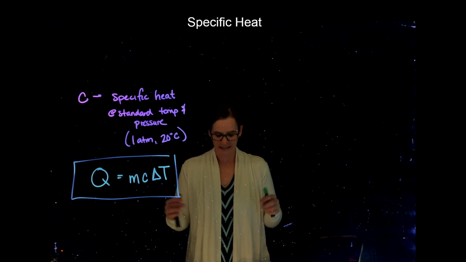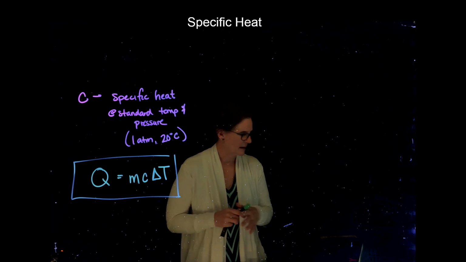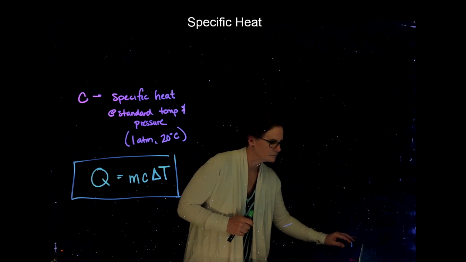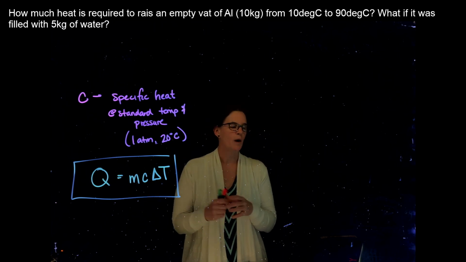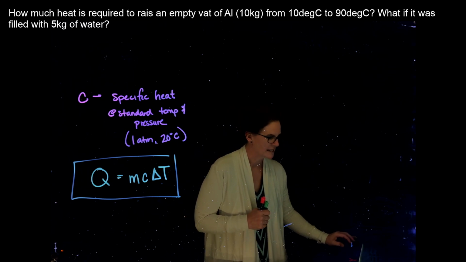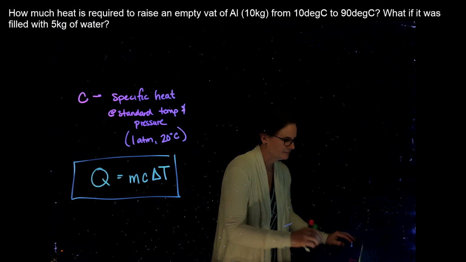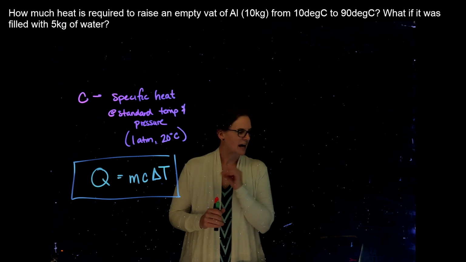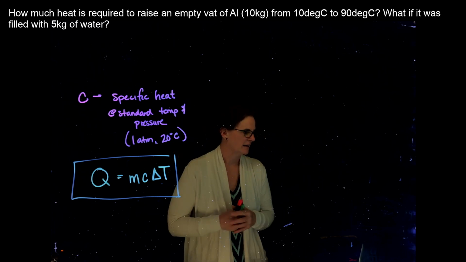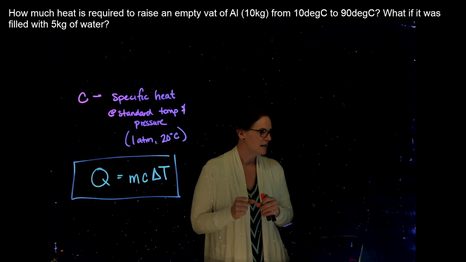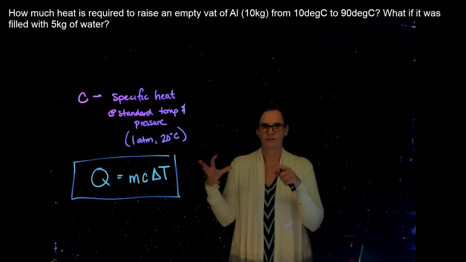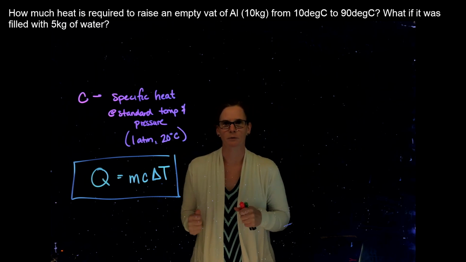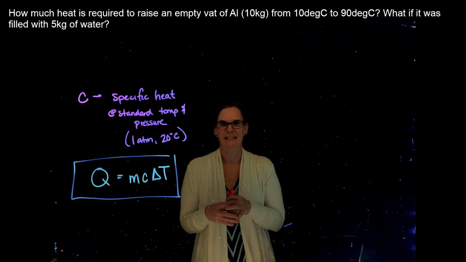All right, so let's just do an example to use that. Let me pull the example up. We want to know how much heat is required to, that should say raise. Let's just fix that while I'm here. Forgot an E. An empty vat of aluminum, so imagine like a pot, a vat of aluminum, and that aluminum weighs 10 kilograms, from 10 degrees Celsius to 90 degrees Celsius. And then what if it was filled with water? That vat was filled with water. How would that change how we look at how much heat is needed?